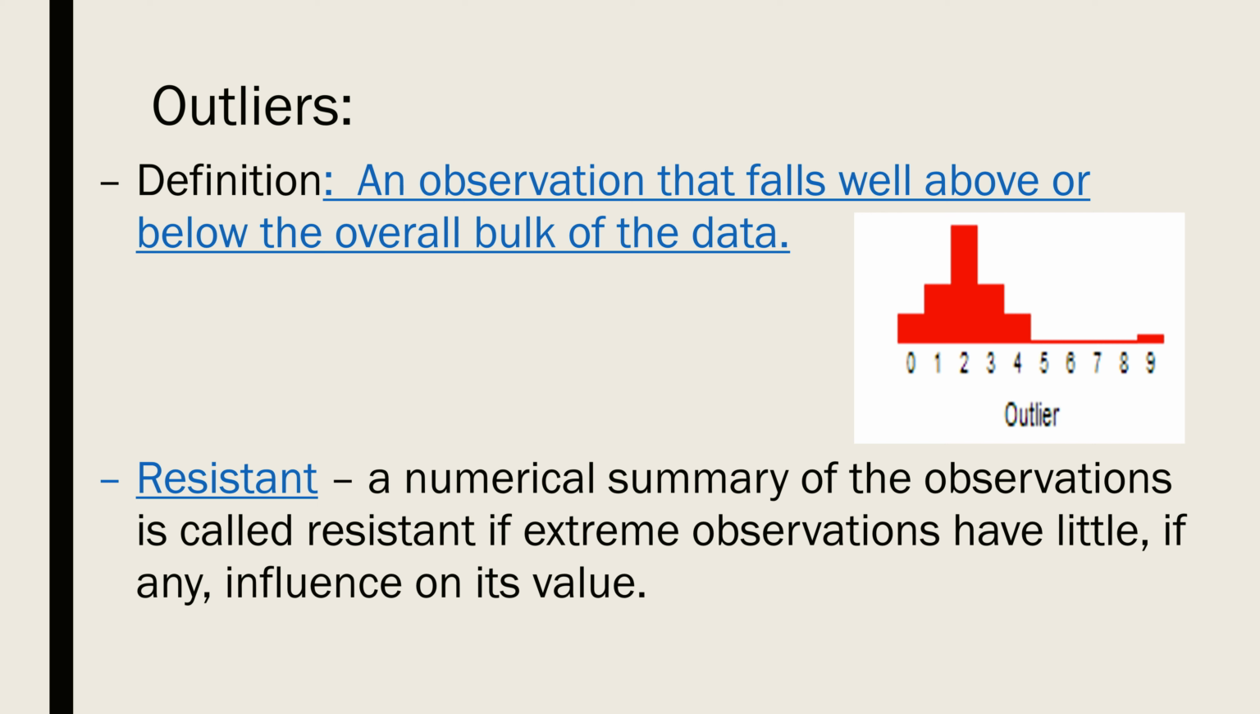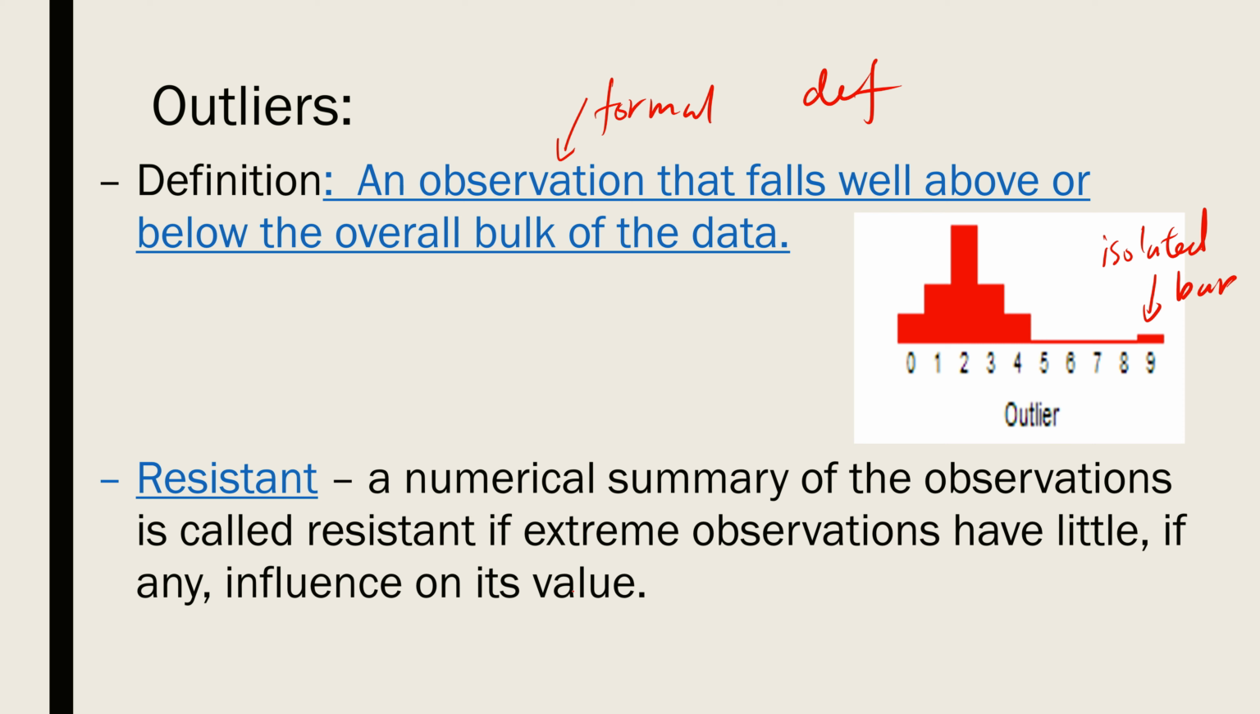In the last video, we introduced outliers. Here is the formal definition of outliers. In a histogram, if you find an isolated bar, it implies the existence of an outlier. A numerical summary of the observations is called resistant if extreme observations have little, if any, influence on its value.